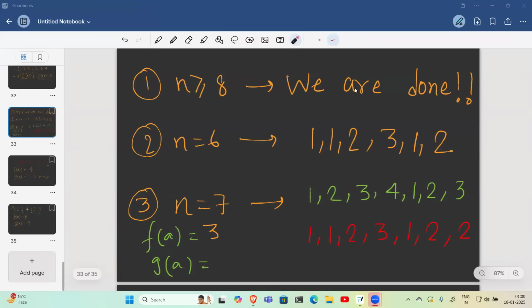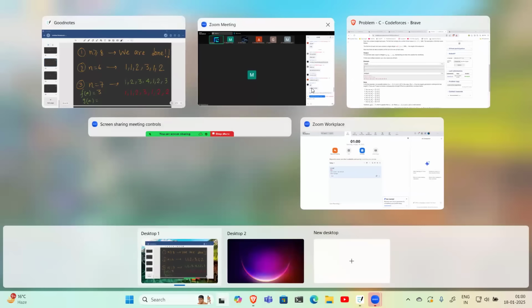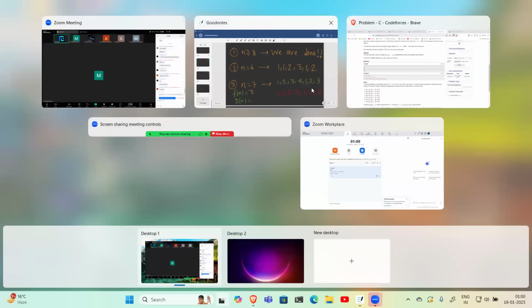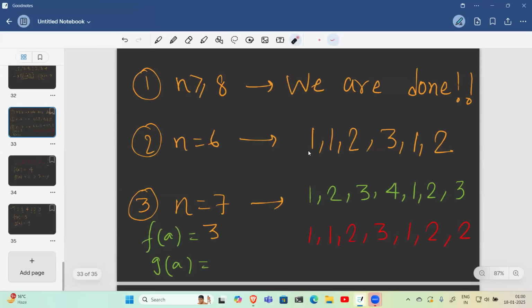No, g of a is not 6 here. Is g of a 6? Probably not, because 7 is something which is already mentioned, right? 7 subsequences are already given. And then I can see an extra 1. Yeah, something like that. It's for sure larger than 7.